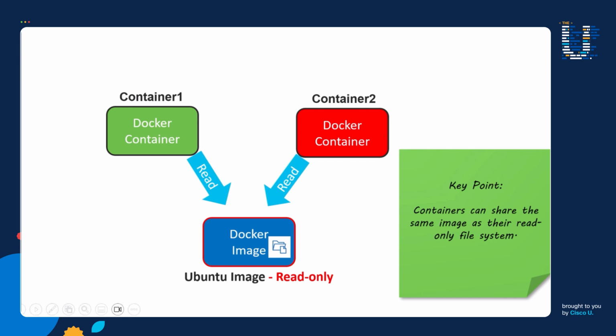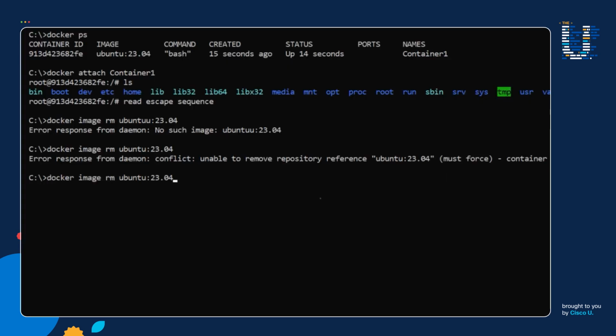So if I create container 1 and container 2, both from that Ubuntu image, when I do an ls from container 1 or do an ls within container 2, it's reading its files and folders. It's reading its file system from its Ubuntu image. So let's go in. We're going to create another container. I'm going to run the exact same command that I ran before, but I'm going to create a new container. I'm going to name it container 2. It's going to be based off of the Ubuntu 23.04 image.